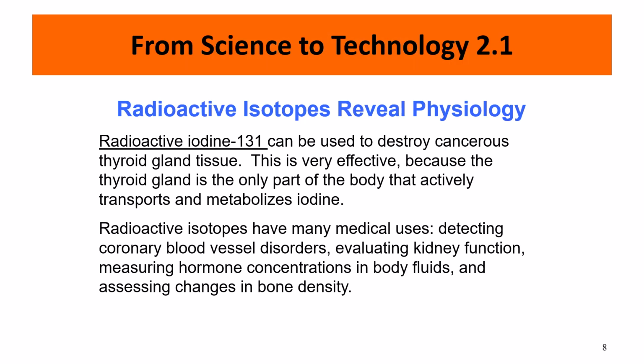Radioactive isotopes can be used in killing cancer cells. Here's an example. Iodine-131 can be used to destroy cancerous thyroid gland tissue. That's because the thyroid gland absorbs iodine to make its hormone. And so here it's absorbing this radioactive iodine. Radioactive atoms can be damaging to our cells, and so here they're killing the cancer cells.